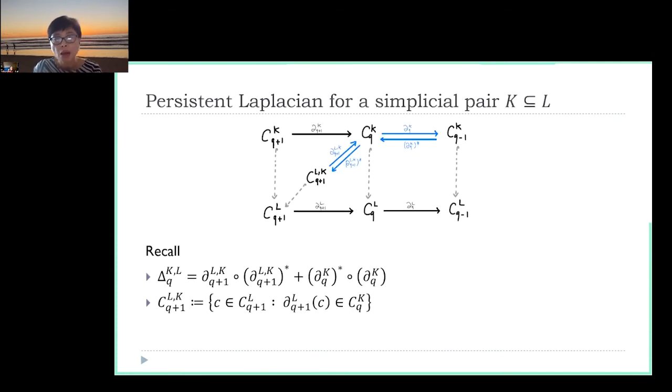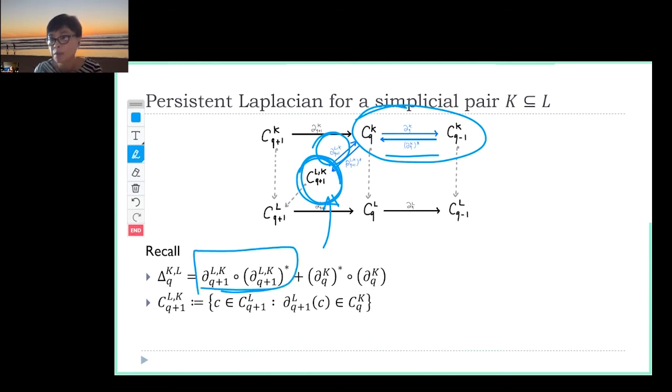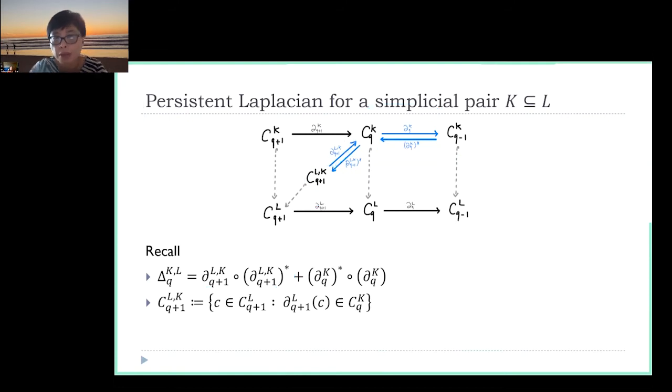All right, so how do we compute this? Well, if we recall the definition of the persistent Laplace, the down Laplace part is the easy part, the standard down Laplace operator, and we know how to set this up. For the up Laplace operator, we can just follow the definition. If I can figure out the subspace of the q plus 1 chain group of L whose boundary lies in K, and I can construct the boundary operator to K, then I can compute its adjoint, and then assemble them to get the up Laplace part. So that's one way to compute this operator.